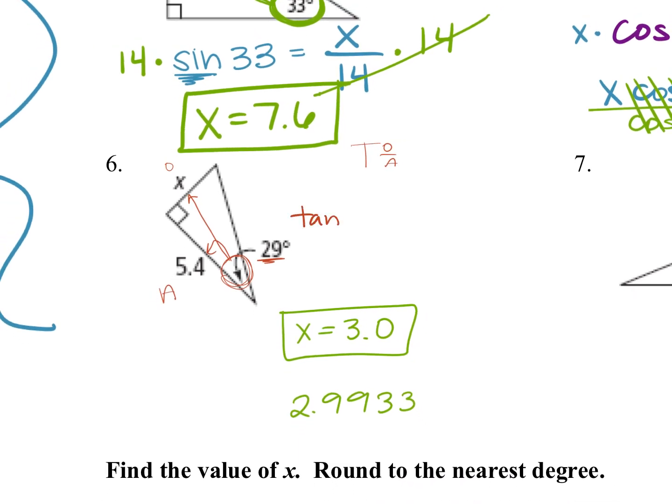What always comes after sine, cosine, or tangent? An angle. And this is the 29 that we have. So tan 29 equals, is this x over 5.4 or 5.4 over x? X over 5.4.